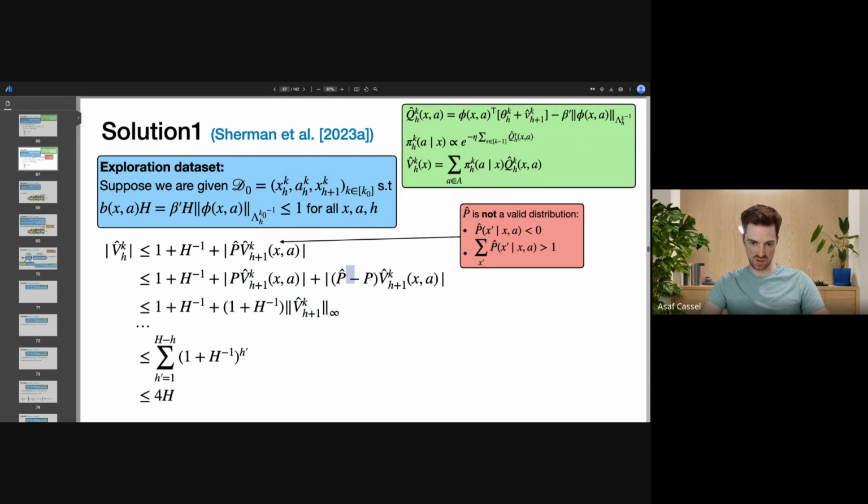And again, there is this error term, the difference between the true and estimated dynamics with respect to v hat, which is again the size of v hat, but now times h to the minus 1 because of our exploration data set. Now if you keep unrolling this, you will get that the value is indeed bounded by 4h. It's crucial that the bonus be smaller than 1 over h, because if it was just smaller than, let's say, 1, then again we would have this exponential dependence. This would be 2 again. We need to keep this small in order to prevent the blow up of the value function.